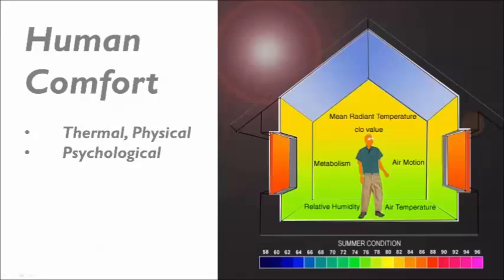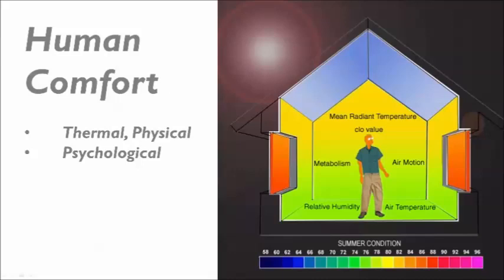One thing that we talk about when we're talking about physiological reactions is human comfort. Human comfort has a few different facets that we tend to look at in architecture. One of them can be thermal human comfort. And when we talk about thermal human comfort, it means kind of how hot or how cold you are. But it's not just the temperature.